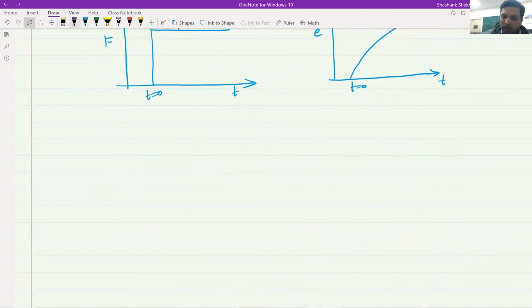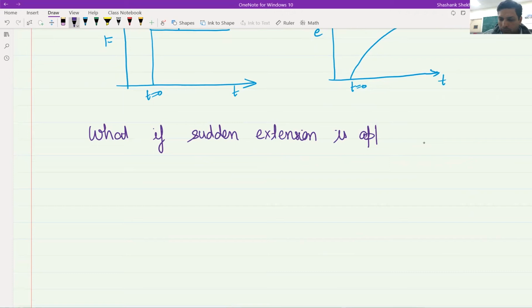Now the second condition is, what if sudden extension is applied? Here both spring and dashpot are in parallel.